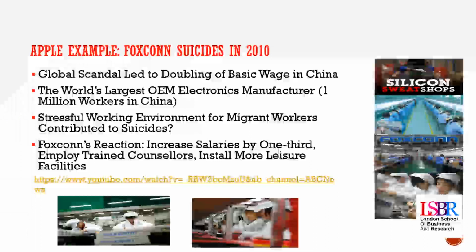And how did they have to react? Well, they increased the salaries by 1/3, and employee-trained counsellors were brought in. They installed more leisure facilities. They tried to improve the working conditions. Now, arguably, had people not died, had that global attention not been put on Foxconn, there probably wouldn't have been these changes brought into play. Foxconn only reacted because the world's eyes were on them.